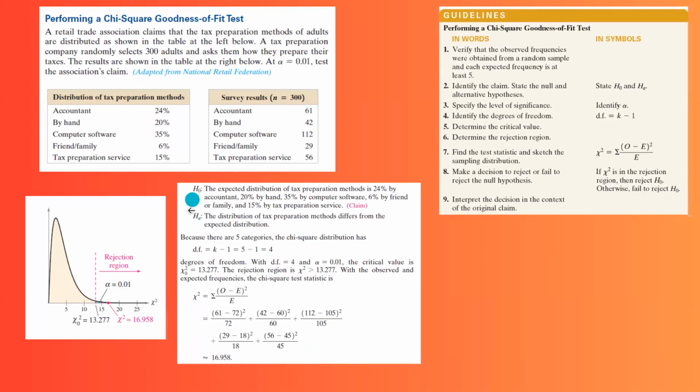What's the null and alternative hypothesis? Null says the expected distribution of tax preparation method is 24% by accountant, 20% by hand, 35% by computer software, 6% by friend and family, and 15% by tax preparation service. This is the claim. Remember that you identify the claim from the question. Here you have the keyword claim. So this is your null hypothesis. The alternative is that the distribution of tax preparation methods differs from the expected distribution.